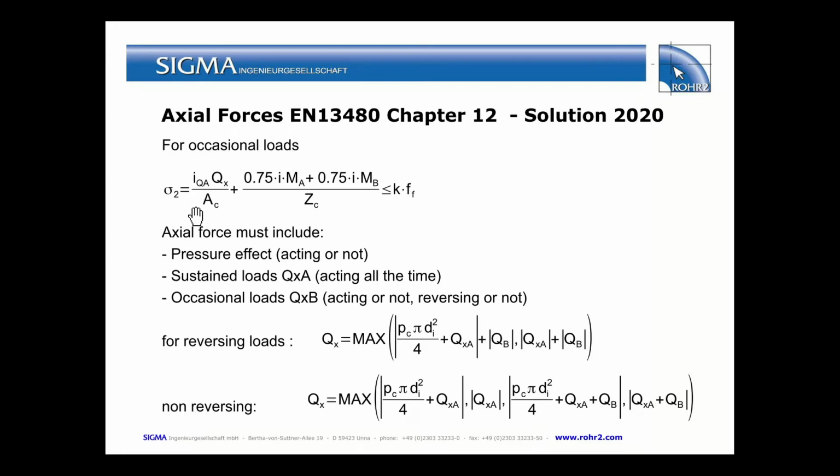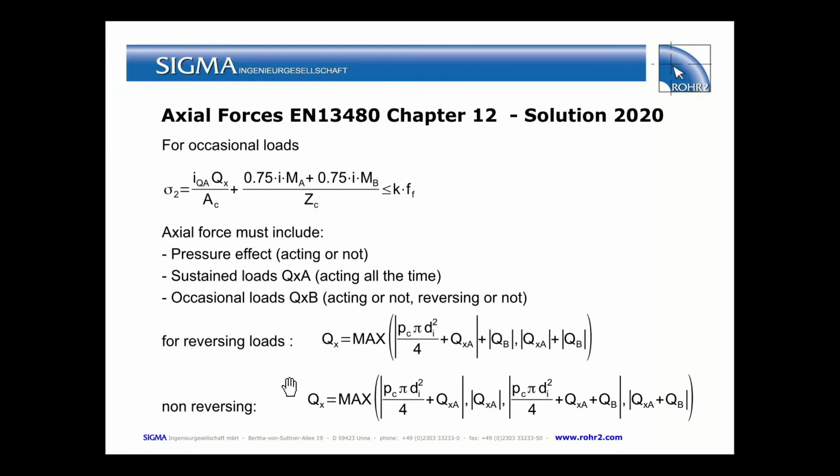We define a total axial force and the contribution from the bending moments, and now for the total axial force we have to do all the combinations that may arise during the different load situations, and therefore we have to decide whether we are talking about reversing loads which could have positive or negative signs, or non-reversing loads which have a determined sign.